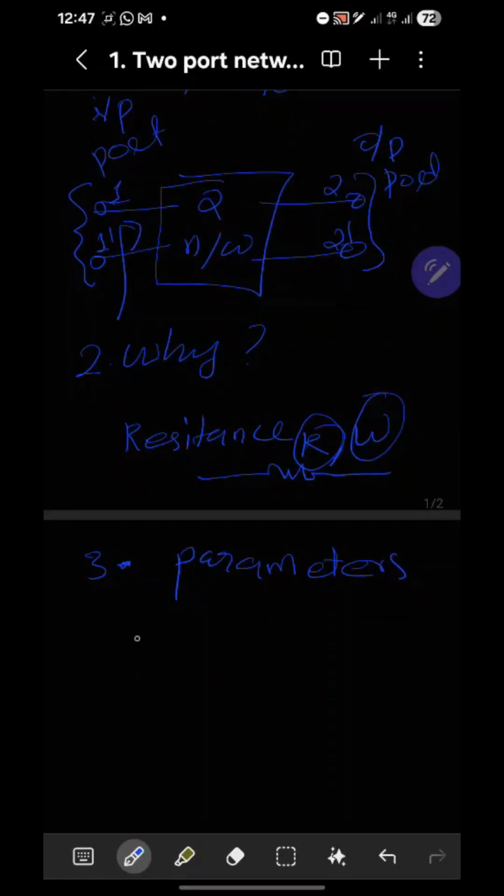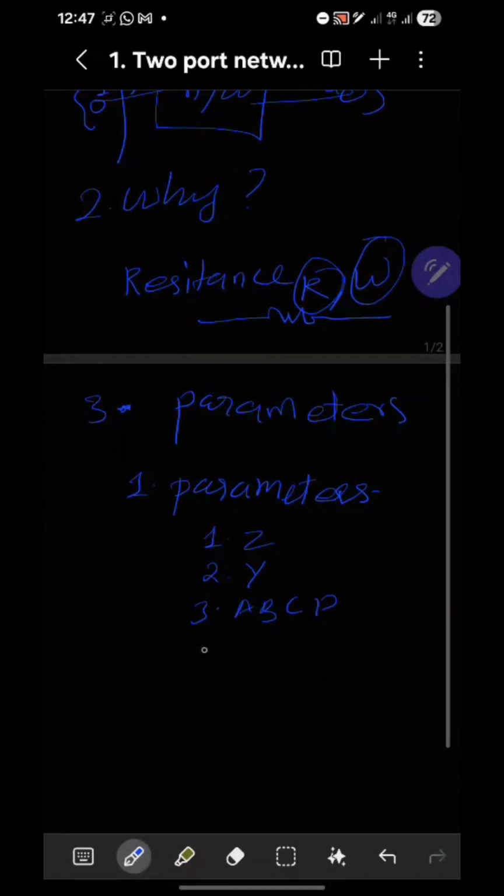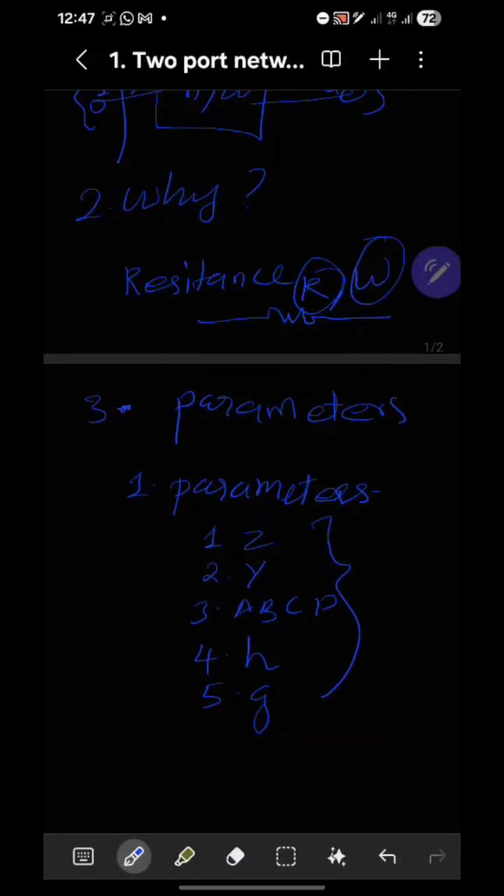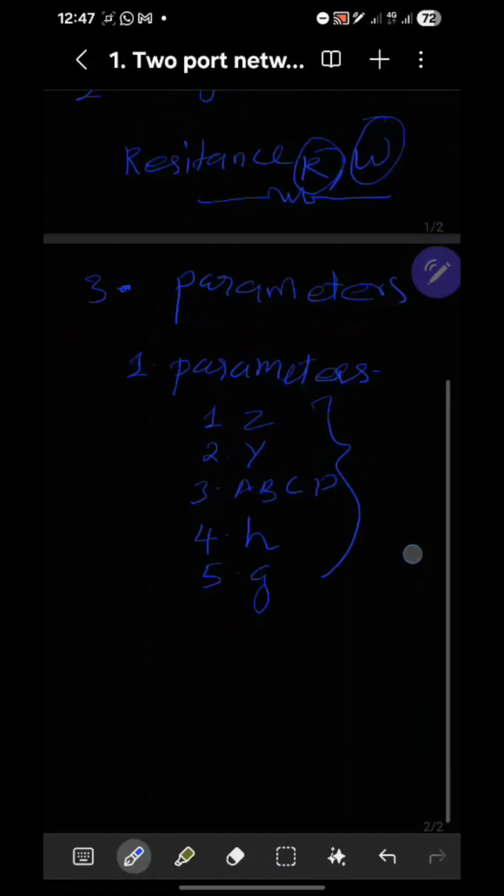So we'll be studying the parameters which are used to analyze a two-port network, specifically Z parameters. Then we'll learn about Y parameters and ABCD parameters. Then H parameters, then G parameters. These are the most common 5 parameters which we use in network analysis. In upcoming lectures, we'll discuss these parameters.